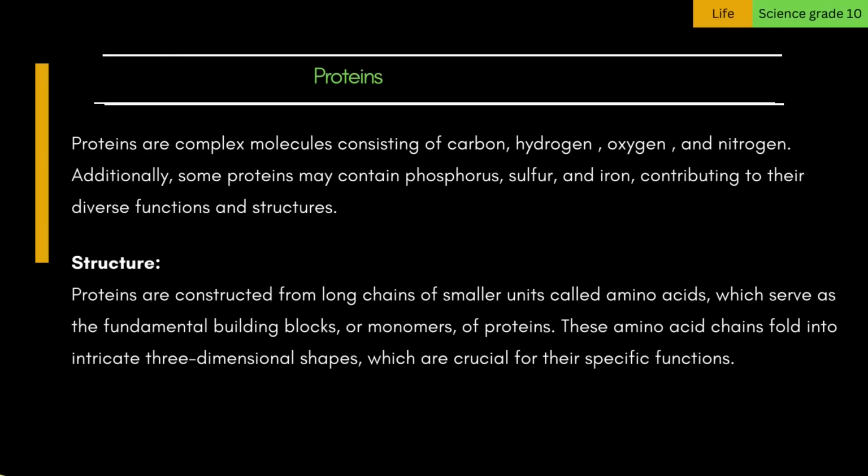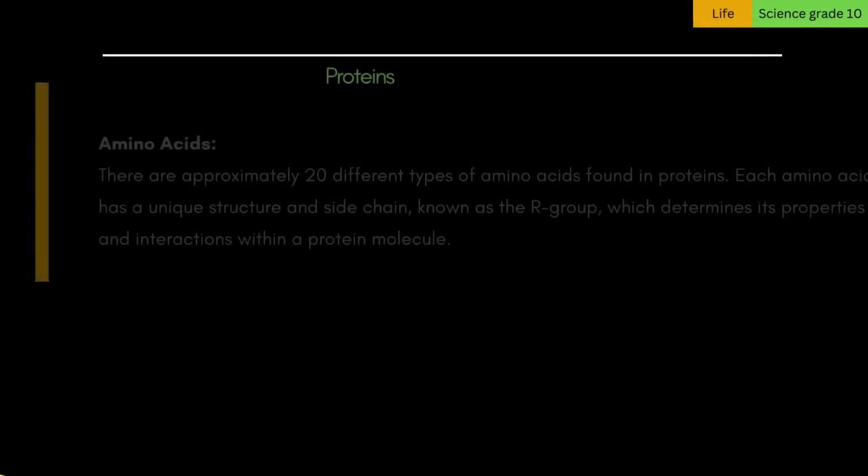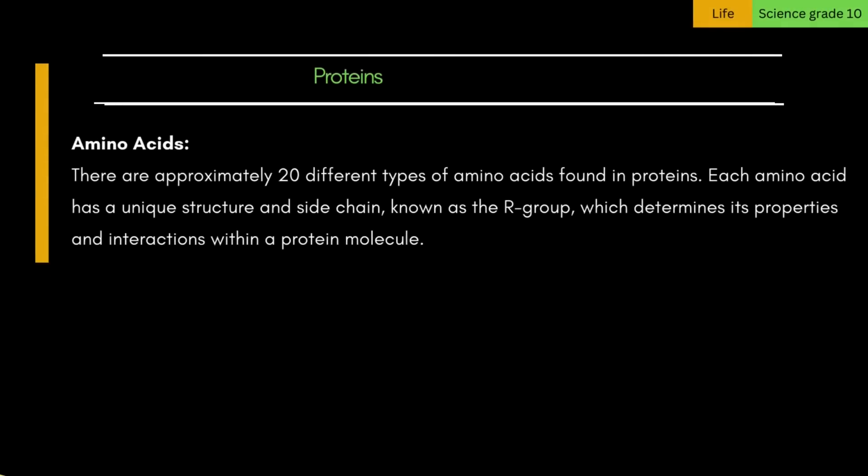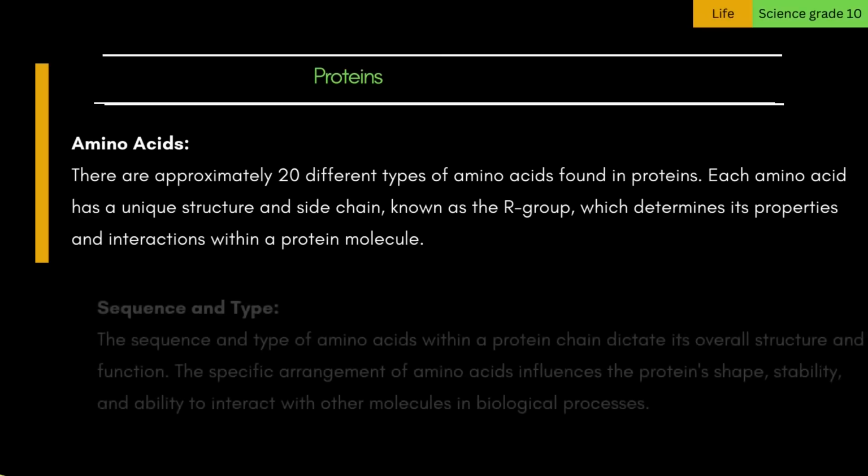These amino acid chains fold into intricate three-dimensional shapes, which are crucial for their specific functions. Amino acids. There are approximately 20 different types of amino acids found in proteins. Each amino acid has a unique structure and side chain, known as the R group, which determines its properties and interactions within a protein molecule.